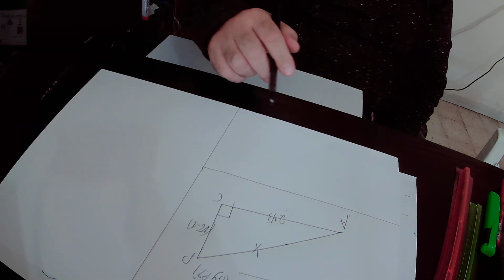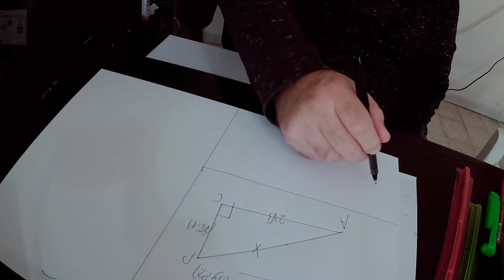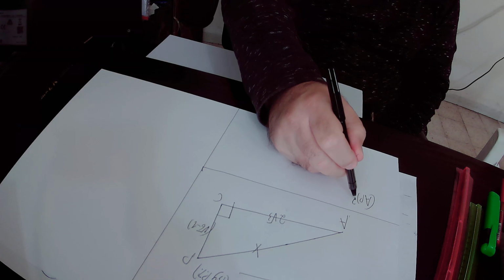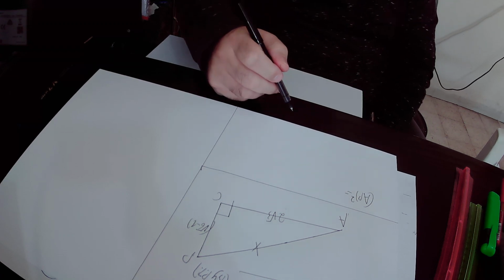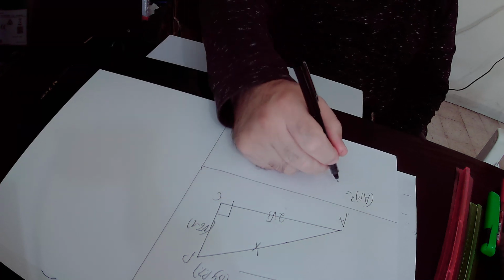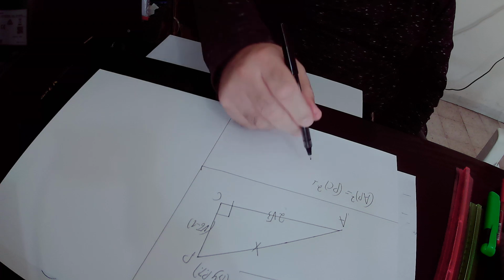The hypotenuse in this right triangle is AP, therefore the square of the hypotenuse is AP square. And it must be equal to the sum of the squares of the perpendiculars, that is to say it must be equal to PC square plus AC square.